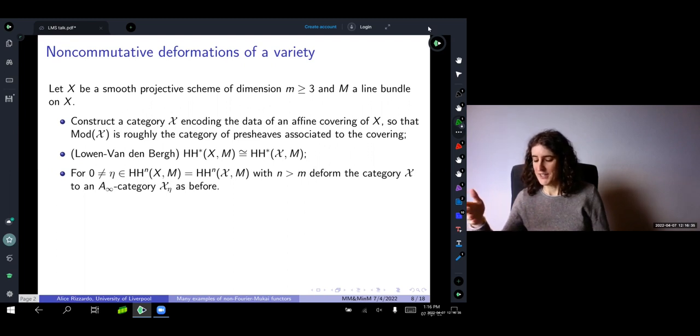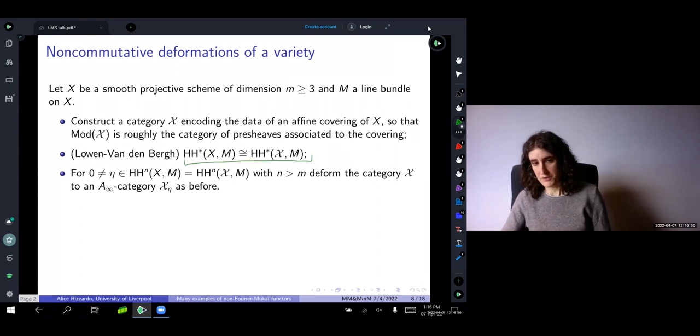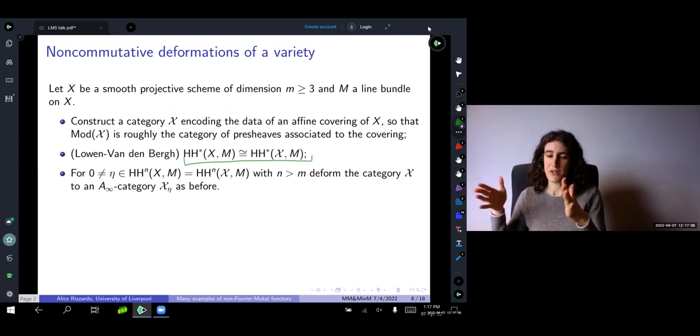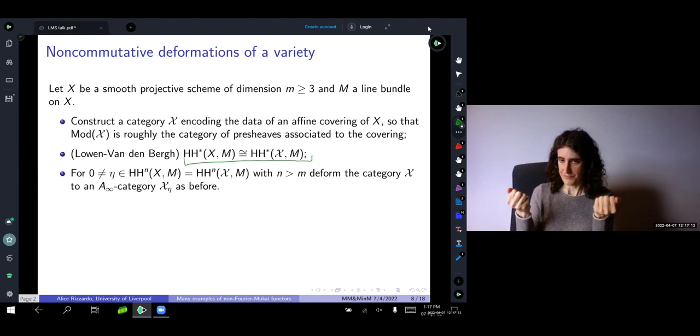there's a way to translate the sheaves on X to modules over this category chi. And so the whole point of the way that this category chi is constructed is that there is this isomorphism of Hochschild cohomologies. So now we can take something in the geometric Hochschild cohomology and translate it to the Hochschild cohomology of the category. And once we have that, we can just deform the category in the same way that we were doing it before.